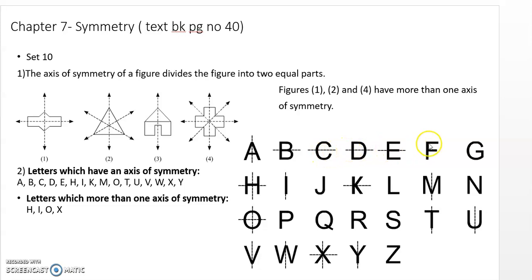But for F it doesn't divide into two equal parts. So F doesn't have an axis of symmetry. So this is the meaning of symmetry, which divides the figure into two equal parts.